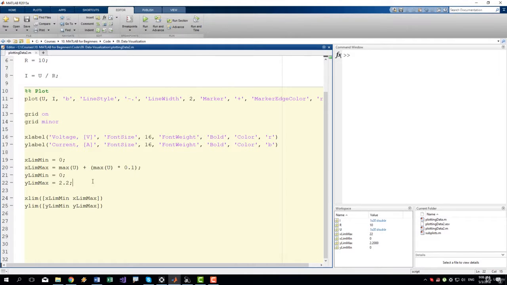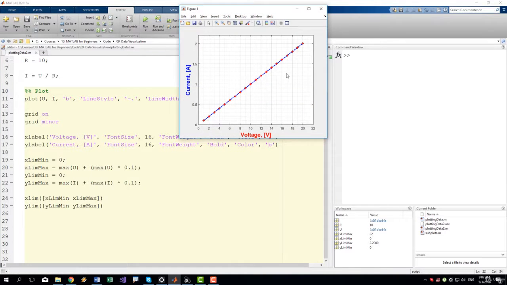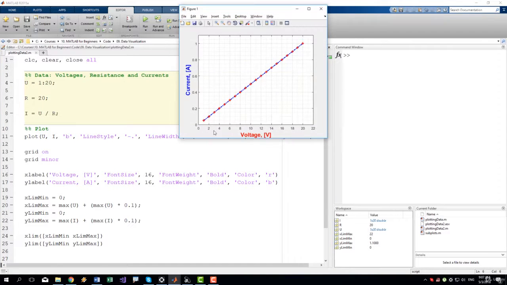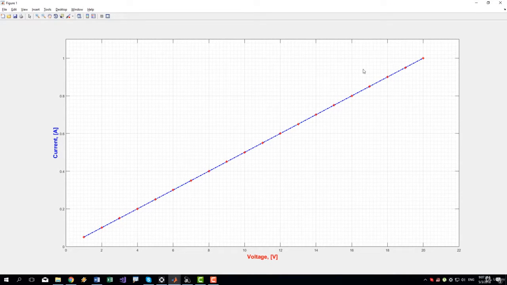We can do the same thing for our y. So we can say max of I plus max of I times 10%, and if we run it, we get the exact same result as we had previously, but now if we change our values, our limits will change along with our values. So if I change the resistance to another resistance, we will get totally different results, but our graph stays the same. As you can see now, our maximum current is 1, not 2, and our y limit is clearly 1.1. So the limits of the graph are automatically corrected for our new values.